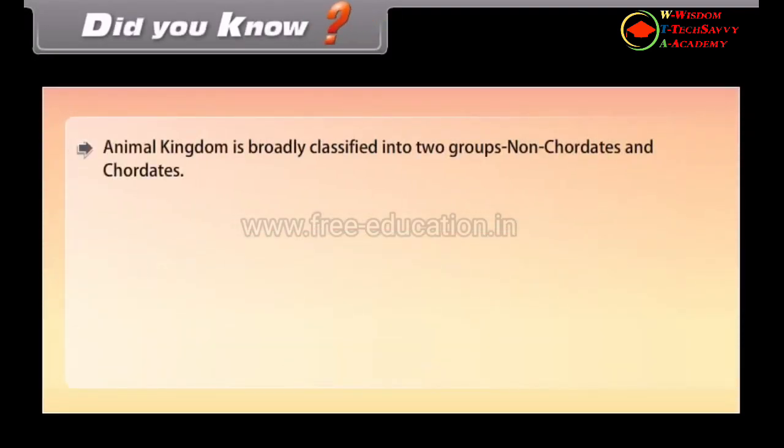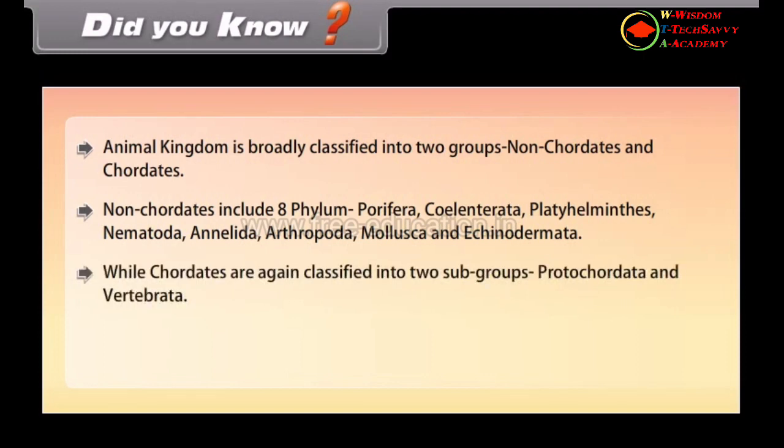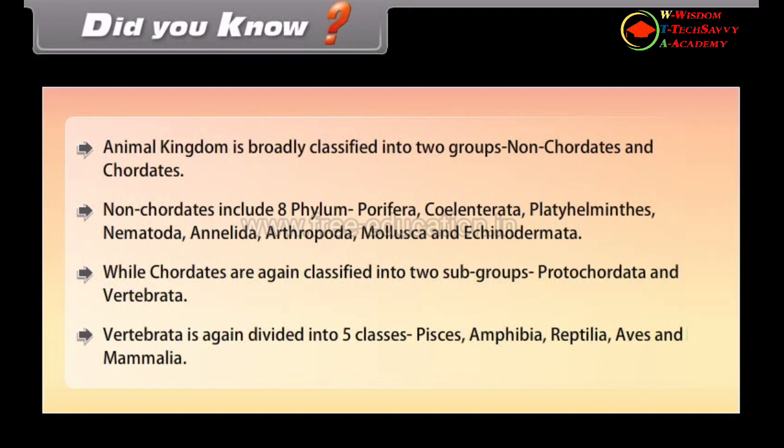Did you know the animal kingdom is broadly classified into two groups, non-chordates and chordates? Non-chordates include eight phyla: Porifera, Coelenterata, Platyhelminthes, Nematoda, Annelida, Arthropoda, Mollusca, and Echinodermata. While chordates are again classified into two subgroups, Protochordata and Vertebrata. Vertebrata is again divided into five classes: Pisces, Amphibia, Reptilia, Aves, and Mammalia.